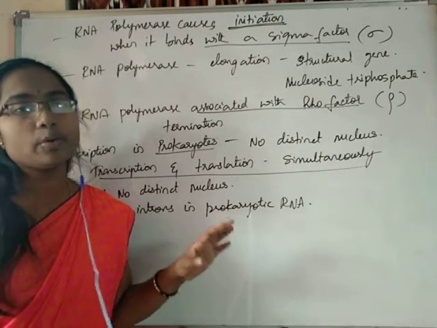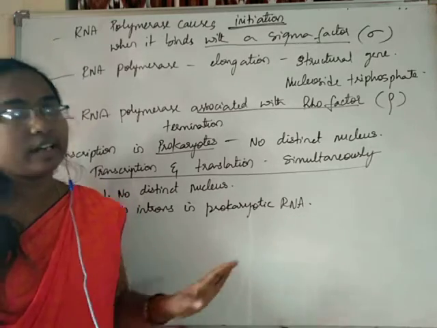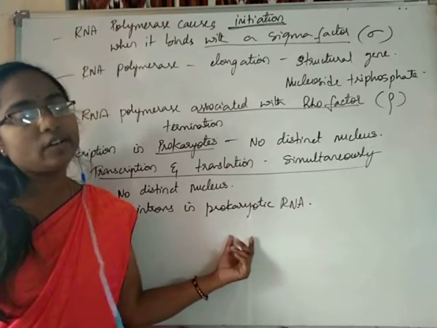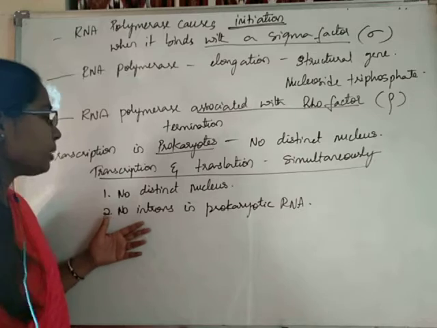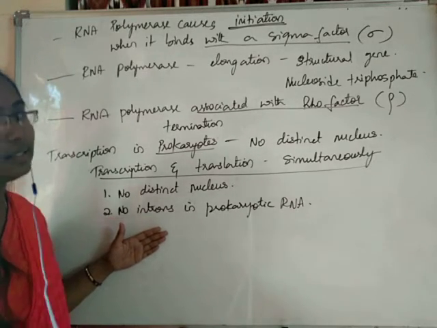No introns in the prokaryotic RNA. All the parts of the prokaryotic RNA are coding. So that is why no introns, and so transcription and translation occur simultaneously.